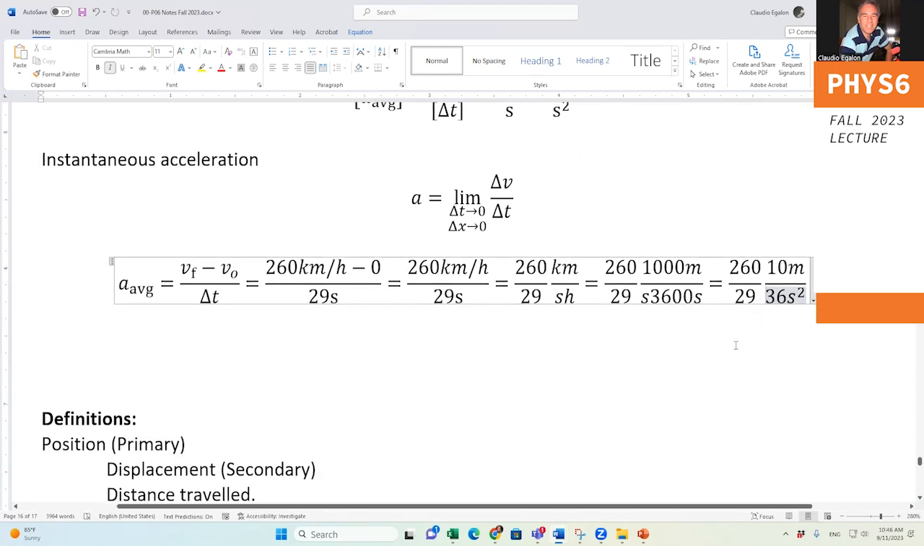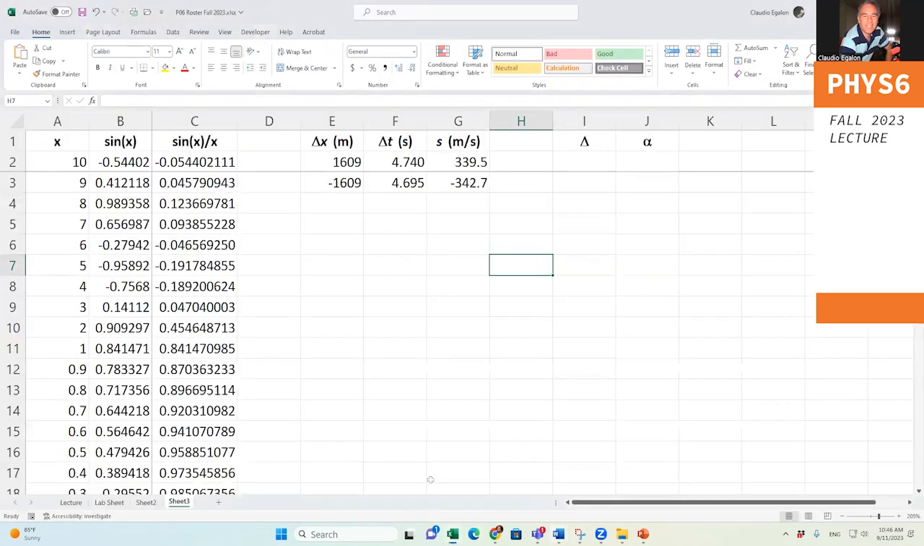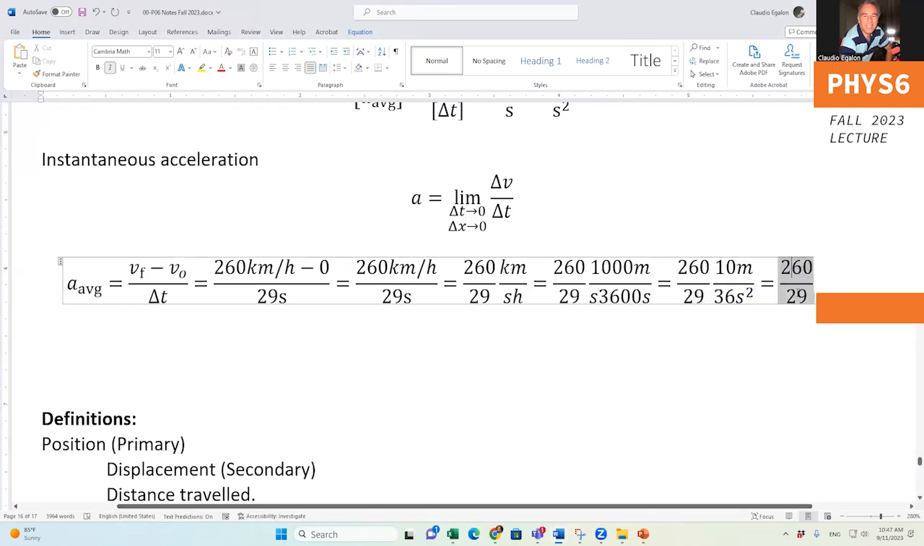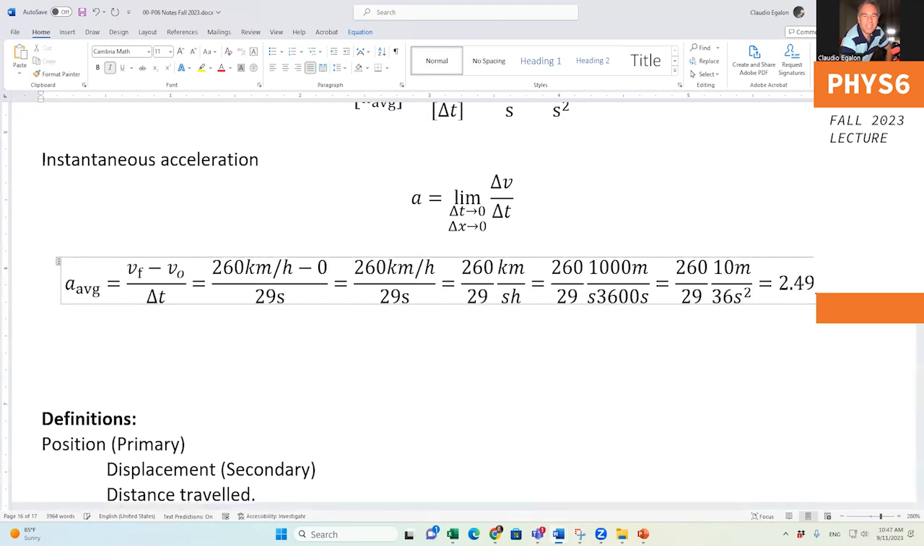2,600 divided by 29 times 36. Okay, we can do that here in Excel. 260 times 10 divided by 29 times 36. I'm getting 2.49 meters per second square.